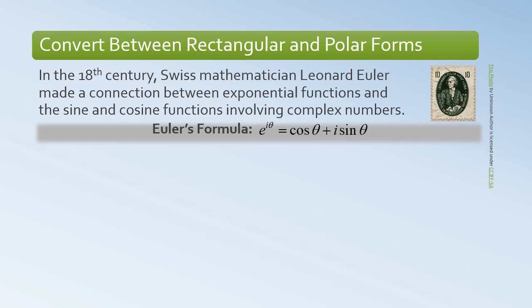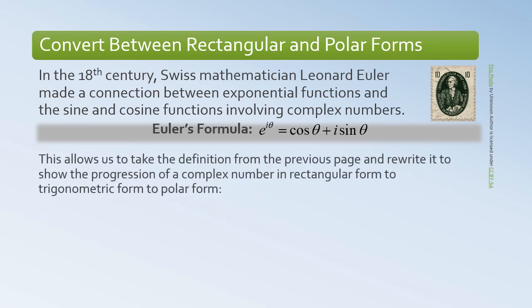And this is Euler's formula. It says e to the i theta is equal to the cosine of theta plus i times the sine of theta. And the e that we're talking about is the e that you've probably seen in previous math classes, approximately 2.7. This allows us to take the definition from the previous page and rewrite it to show the progression of a complex number in rectangular form to trigonometric form and finally to polar form.